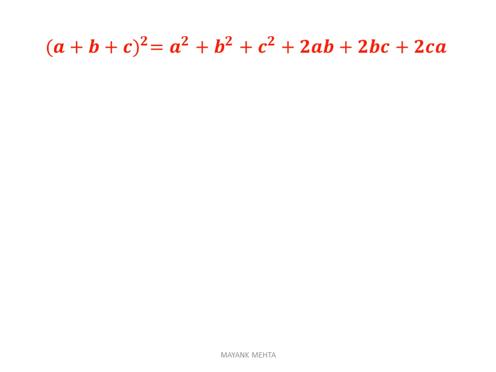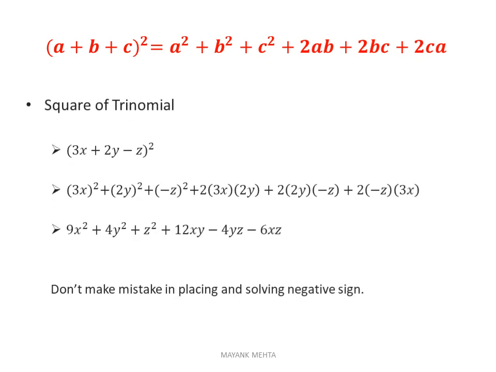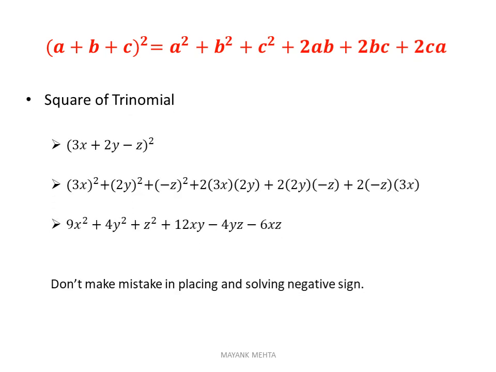Now the next identity is the square of a trinomial. That means a plus b plus c whole square. So it will become a square plus b square plus c square plus 2ab plus 2bc plus 2ca. You can write all these identities 2 to 3 times in your book so that you don't forget them at the time of use.